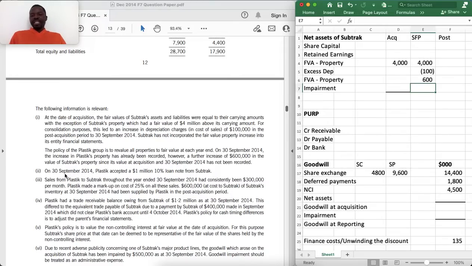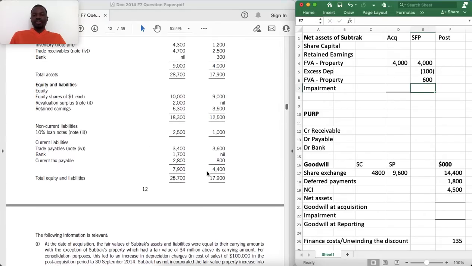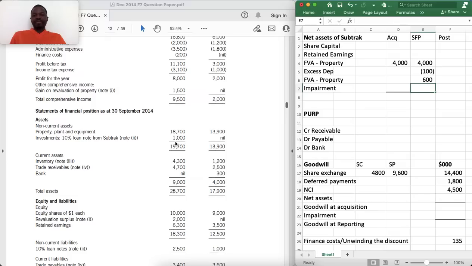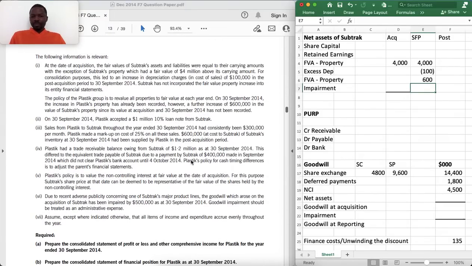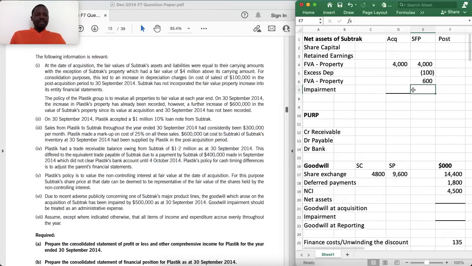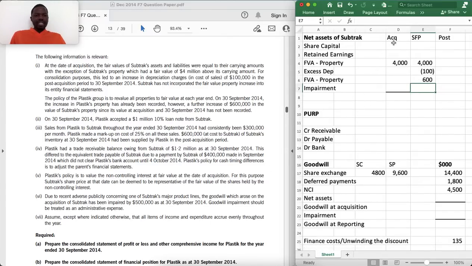The second note is saying on 30 September, Plastiks accepted a 1 million 10% loan note from Sapret. So this 1 million from Sapret is the same as this investment of 1 million that we need to cancel out when doing our consolidation. Now we can finish up this.